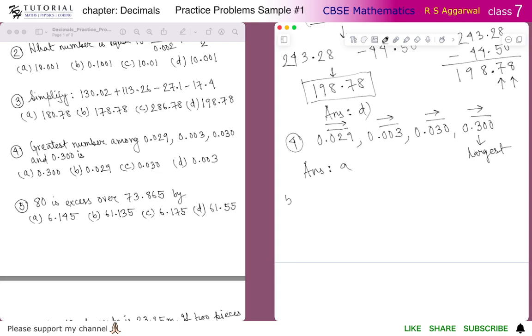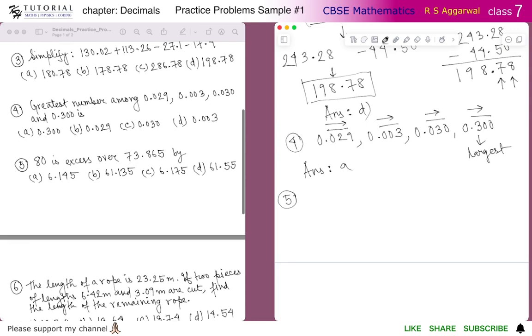Okay, let's see 5. 80 is excess over this by. So it is asking how much 80 is excess over 73.865. So basically it is asking the difference of 80 and 73.865. This is basically what it is asking. Sometimes the language of the problem is a little difficult to understand.